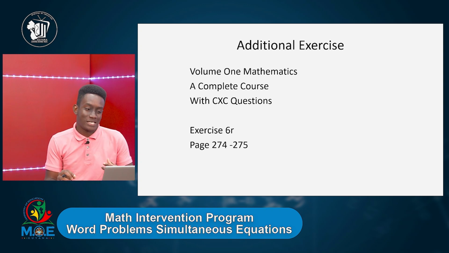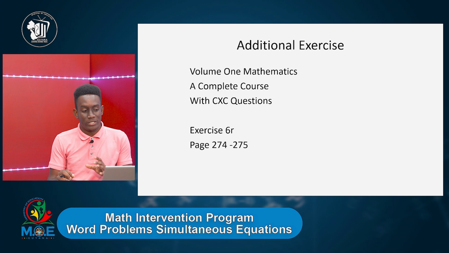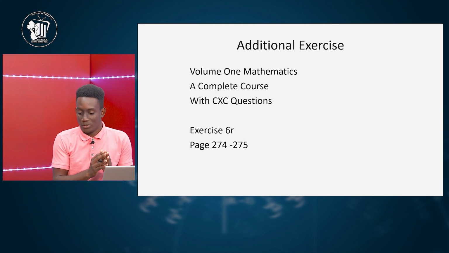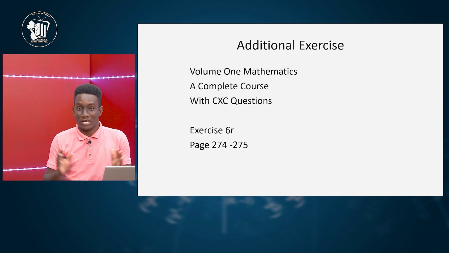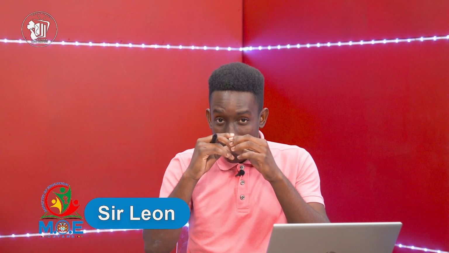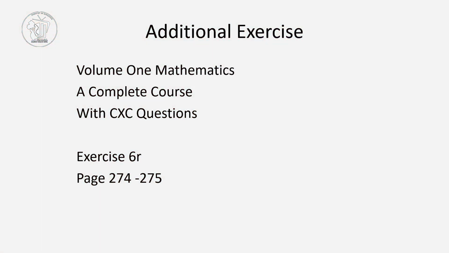I'll now leave you with these practice questions for you to do on your own. You can find this exercise in the Volume 1 complete course with CSEC questions that you should have. Exercise 6R, pages 274 to 275. You'll have some exercises here that you can practice on your own. So make sure you practice, practice, and practice, and you should get the hang of this. Remember, the key is to identify variables to represent the things that you want to find. Then you come up with your two equations, and then you solve using the best method that you see fit. Until then, I'll see you in the next video.